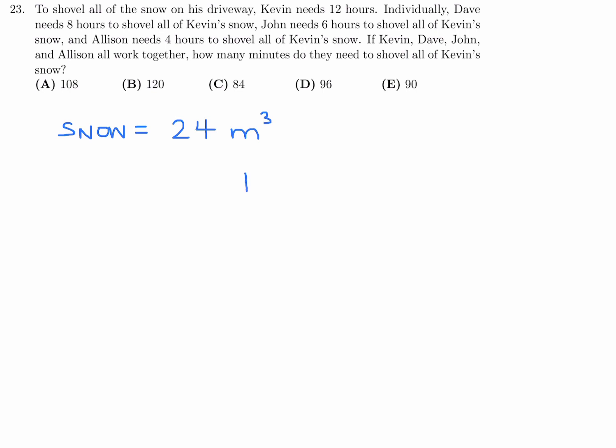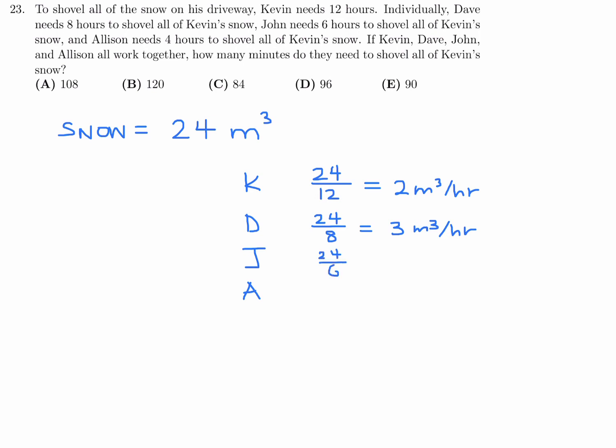So now let's talk about Kevin, Dave, John, and Allison. So Kevin, to shovel that 24 meters cubed, it takes him 12 hours. So that means he shovels 2 meters cubed per hour. Correct? Dave, to shovel that 24, he takes 8 hours. So that means he shovels 3. That's his rate of shoveling. John is 24 divided by 6, which is 4 meters cubed per hour. And then finally, Allison is 24 divided by 4, which is 6 meters cubed per hour.